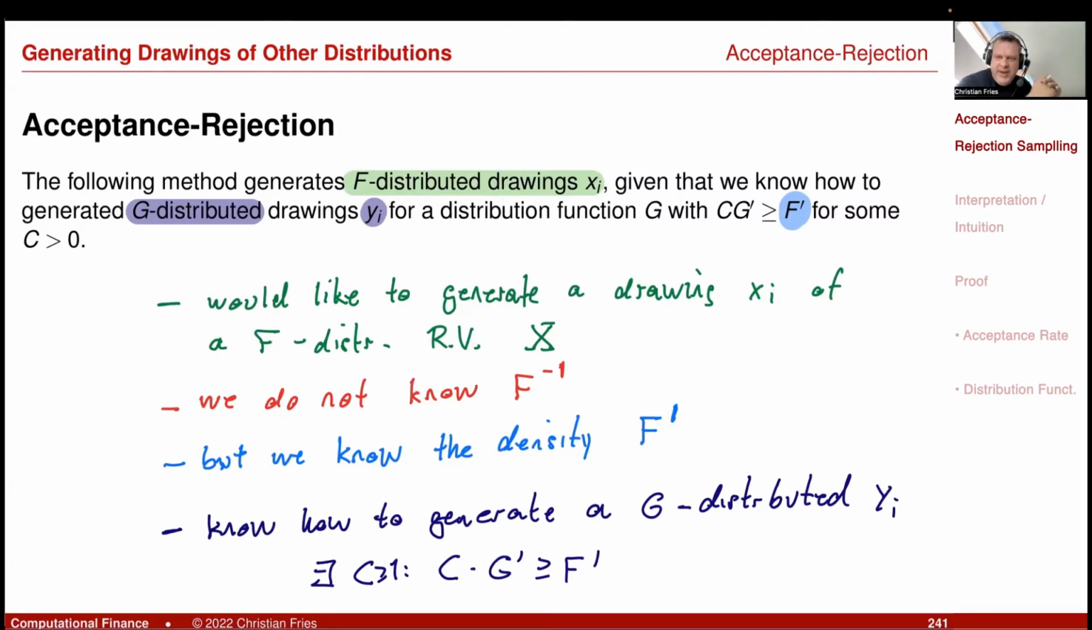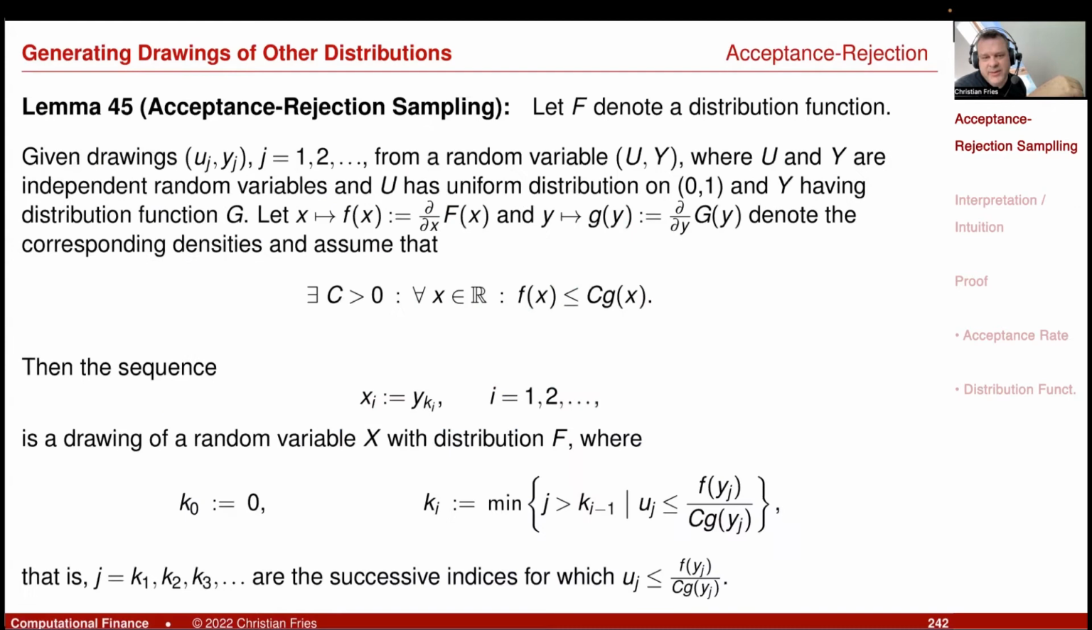Okay, and maybe I have this situation. And if I'm in this situation, then I can generate an F distributed sequence. And you see here that you only need the density of F. The normal distribution is an example. I have here the density of X. So maybe that would be an application.